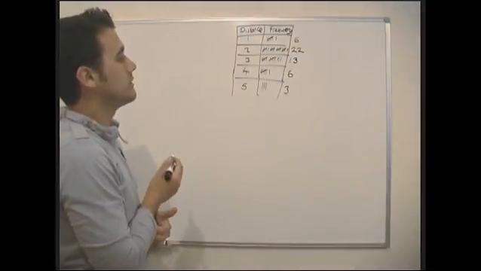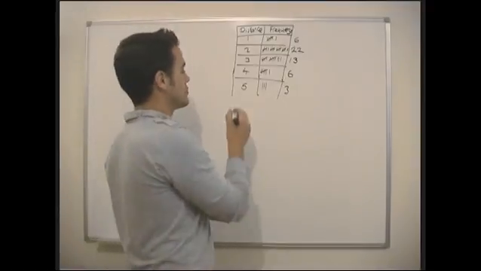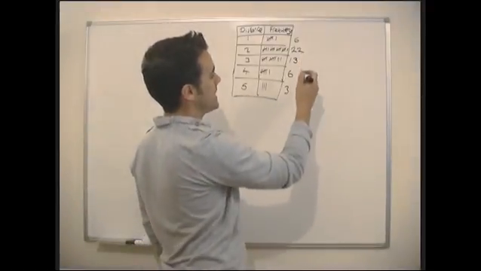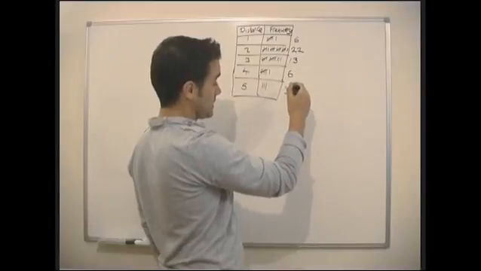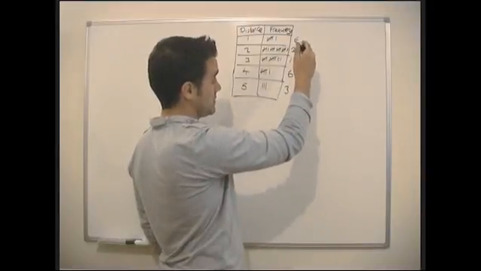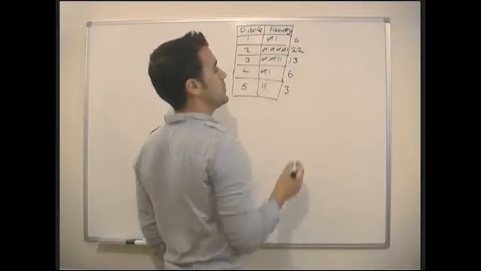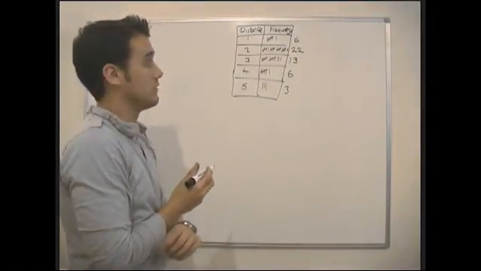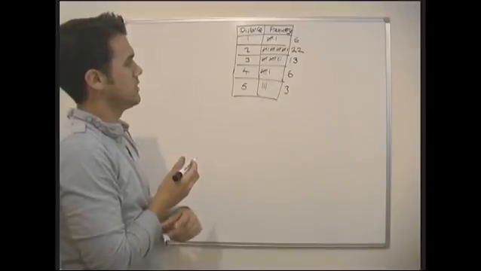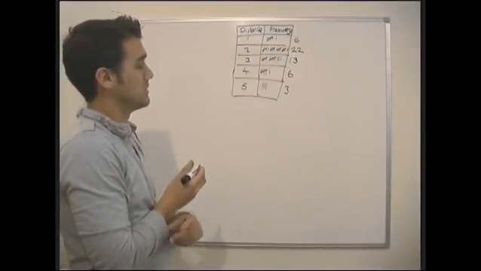So the total number will be how many pupils there are in our school. So we obviously know that we have 6, 22, 44 pupils in our school in total. Is that right? No. Anyway.